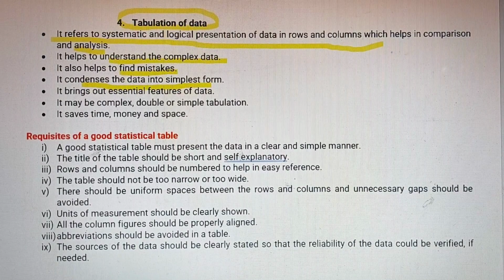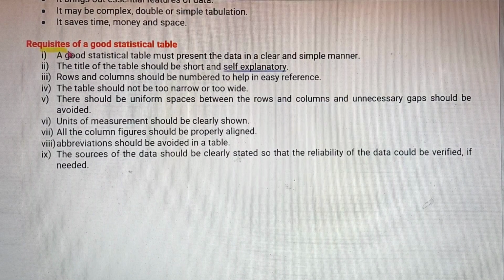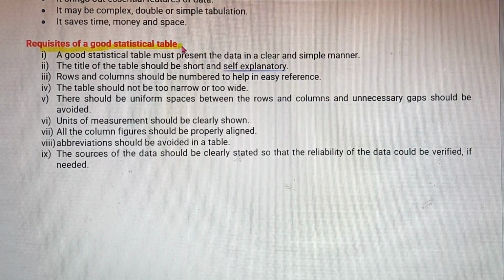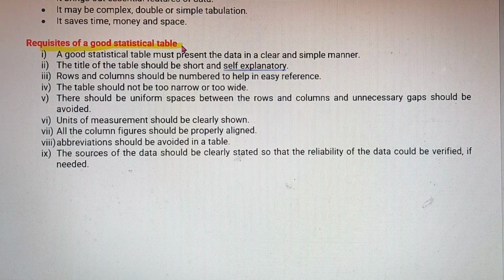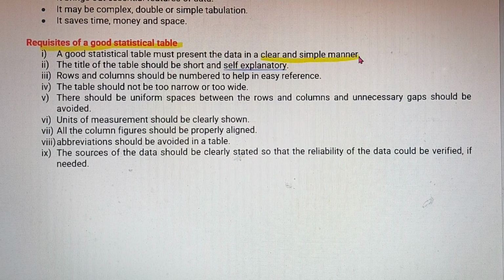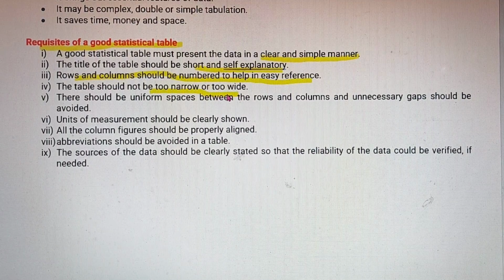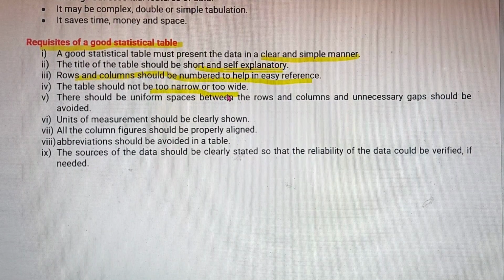All right, so the next concept is what are the requisites of a good statistical table. Okay, so for a good statistical table, it should be very clear and simple. It should be short and self-explanatory. The rows and columns should be numbered properly, and the table should not be too narrow or too wide, so that it can be seen and analyzed properly.